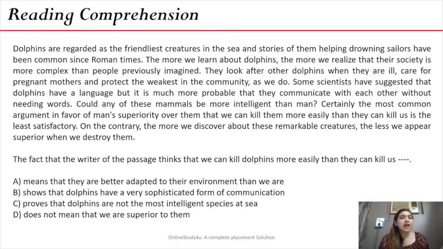The fact that the writer of the passage thinks that we can kill dolphins more easily than they can kill us. Okay, does it mean that they are better adapted to the environment than we are? Does it show that dolphins have a very sophisticated form of communication? Proves that dolphins are not the most intelligent species at sea? Or does not mean that we are superior to them? Which one do you think is the correct answer option for the second one?